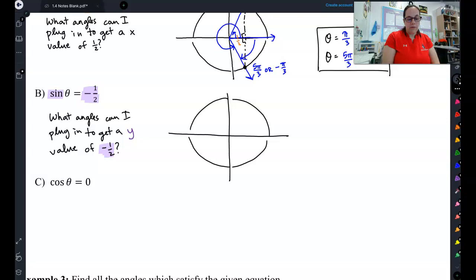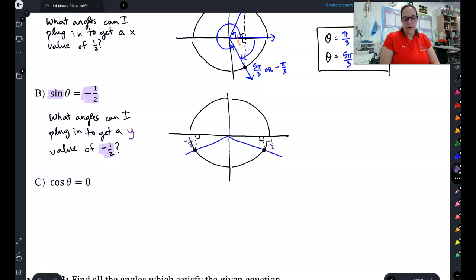So that's just another way of saying I want the y side of the triangle to be shorter. And it needs to be in the negative y direction. So that's going to be here and here. Because both of these triangles have a shorter negative y side. So this has a y value of negative 1/2. This has a y value of negative 1/2. So I get this angle here, and I get that angle there.